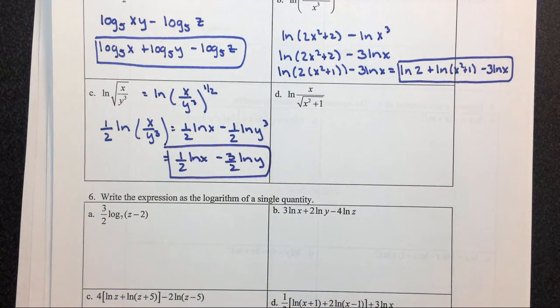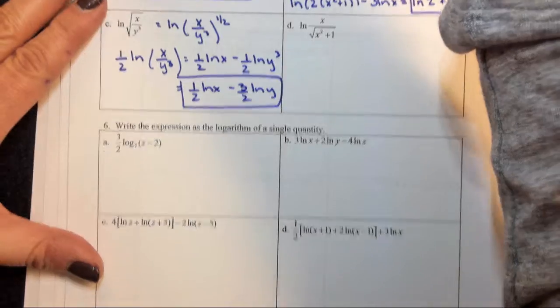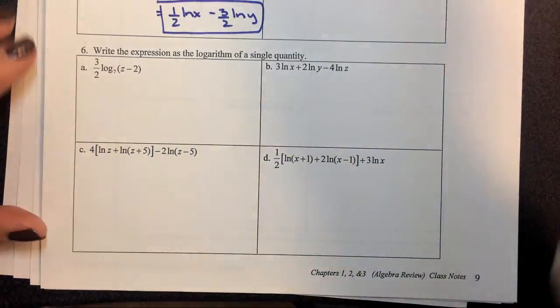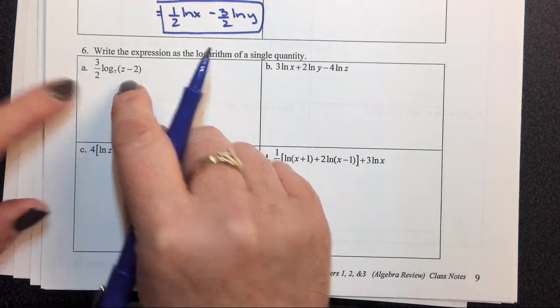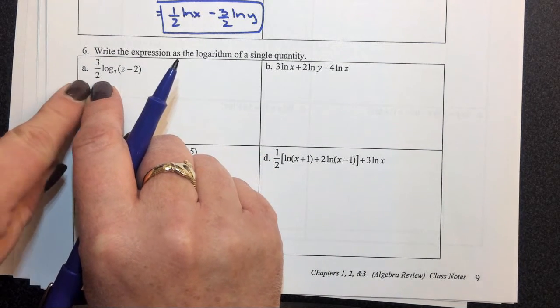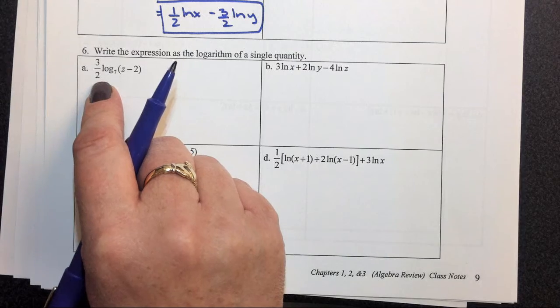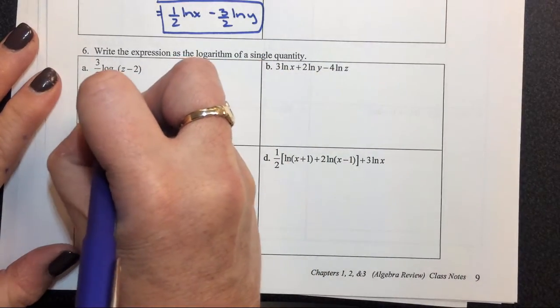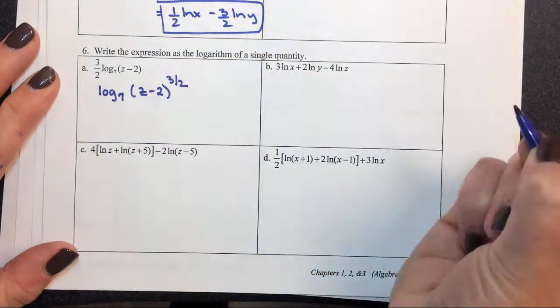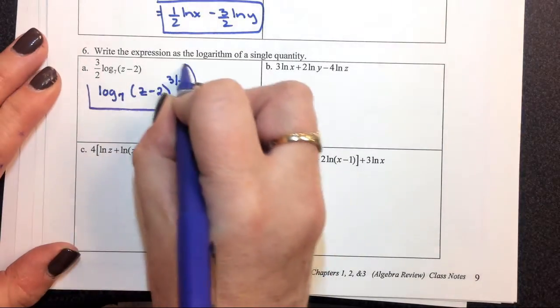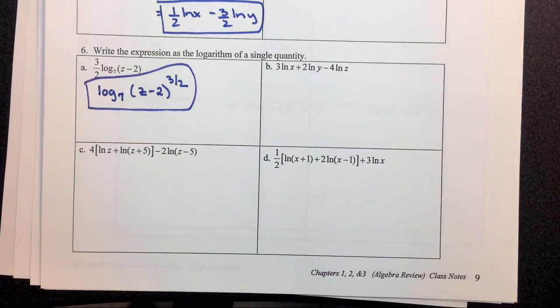So any questions on how you can use your properties of logarithms to expand? We could also go the other way. If we jump down to 6a, we can also use this to condense as well. So looking at 3/2 times log base 7 of z minus 2. Remember, anytime you see a coefficient, a number in front of your log, you want to move those powers back. That's a power. So I can rewrite this as log base 7 of z minus 2 raised to the 3/2 power. Nothing more I can do other than that.